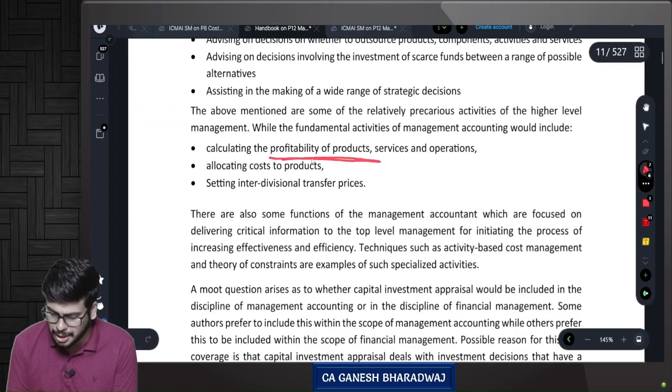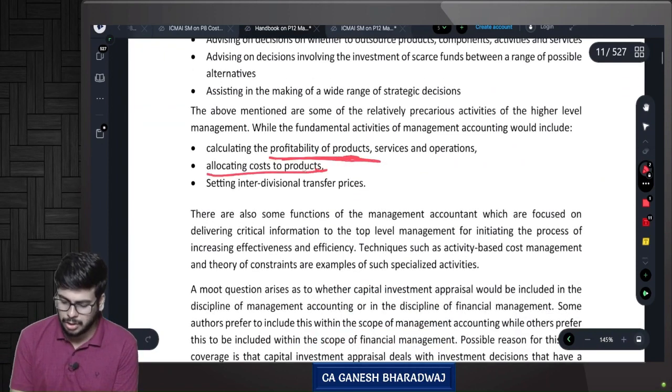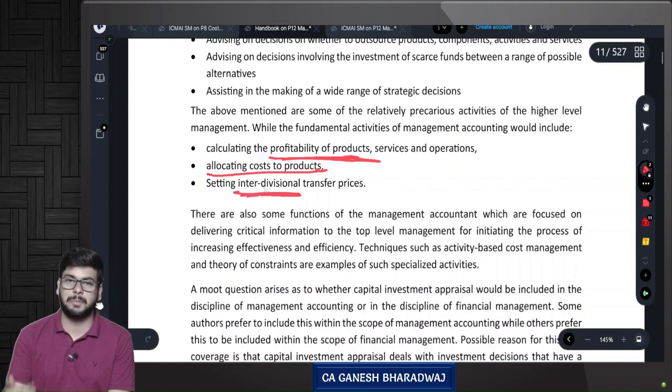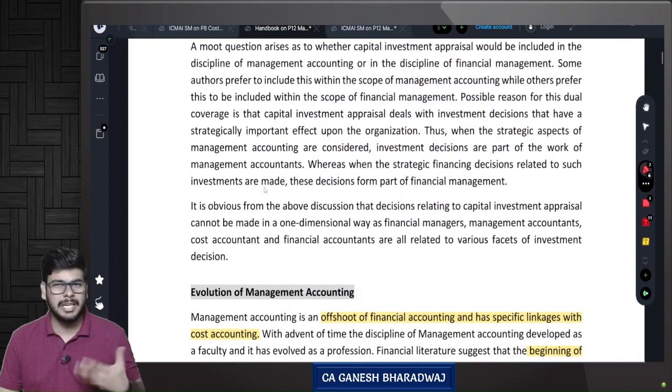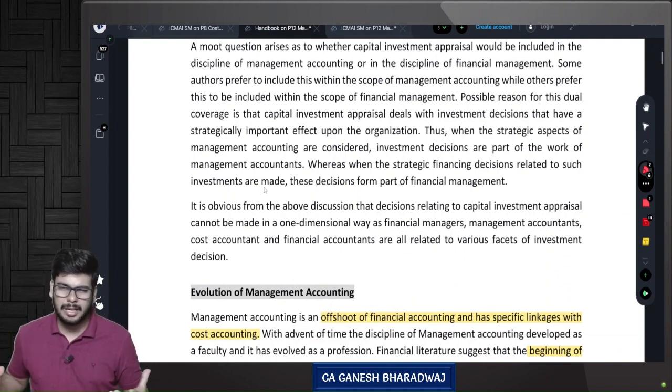Calculating the profitability of multiple products, allocating the cost of products, interdivisional transfer prices; there's a chapter called transfer pricing. All these things they have explained in a much more detailed theoretical manner. You can just go through it once. There is no point in me reading it line by line.